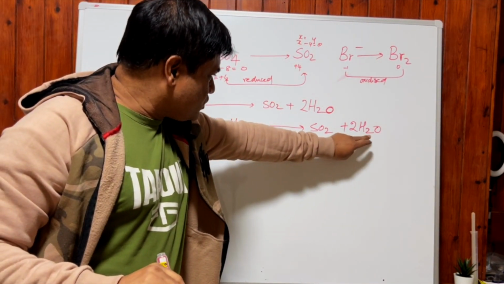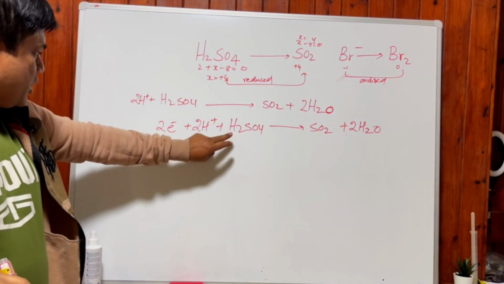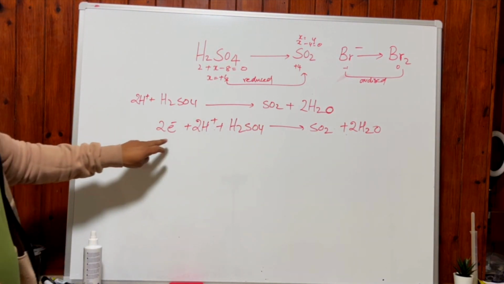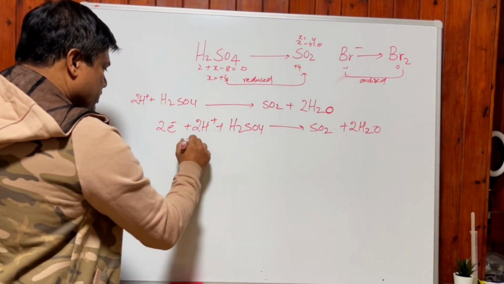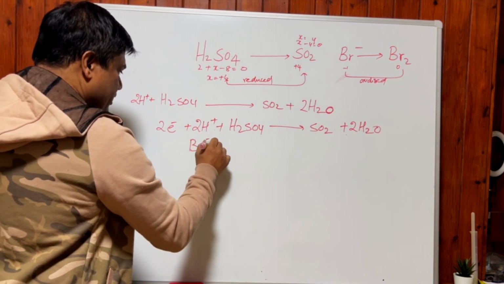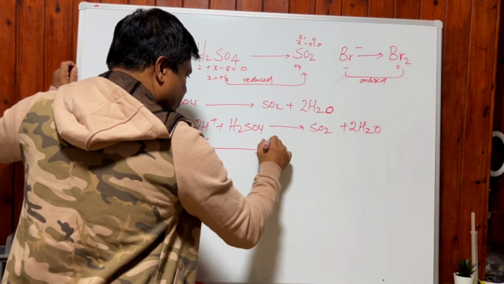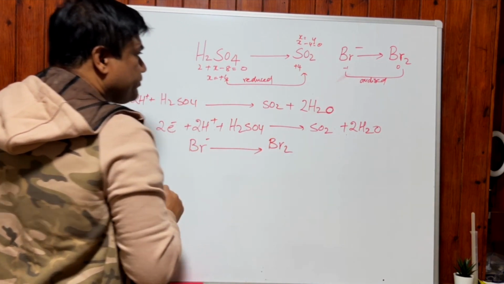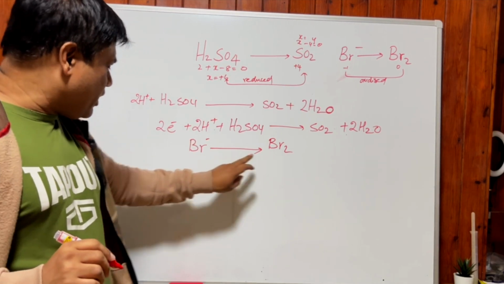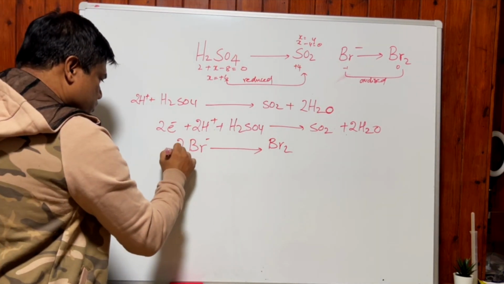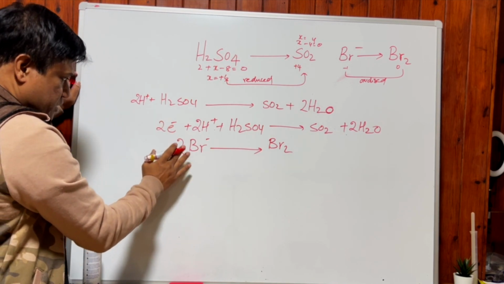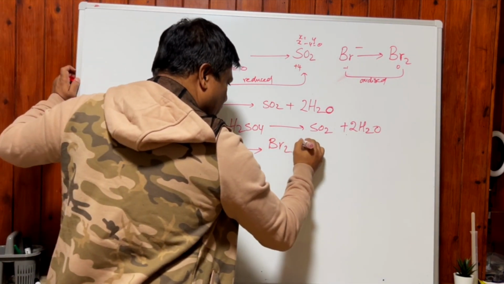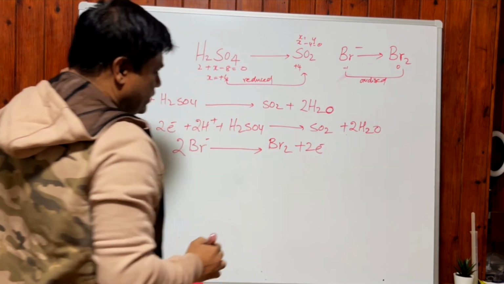2 times 2, 4 hydrogen; 2 hydrogen, 2 hydrogen balance. 2 positive charge, 2 negative charge, that's also balanced. Br minus becomes Br2. How many bromine? 2 bromine after times by 2. So this side we have 2 negative charges, which is extra. So I have to add 2 electrons on that side.